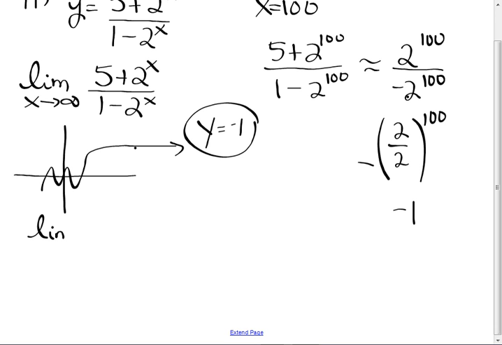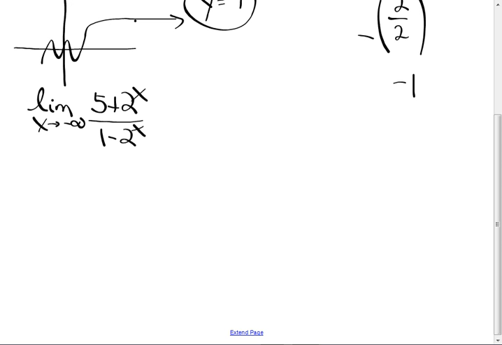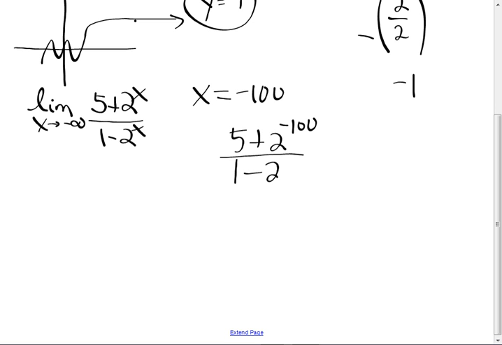So it's the limit as x approaches negative infinity of 5 plus 2 to the x over 1 minus 2 to the x. Now this could be on the MCA. What do you do with negative exponents? Let's let x equal negative 100. Then it's 5 plus 2 to the negative 100 over 1 minus 2 to the negative 100. What is 2 to the negative 100? It's 1 over 2 to the 100th. Yeah, well, why? Because what is that limit?